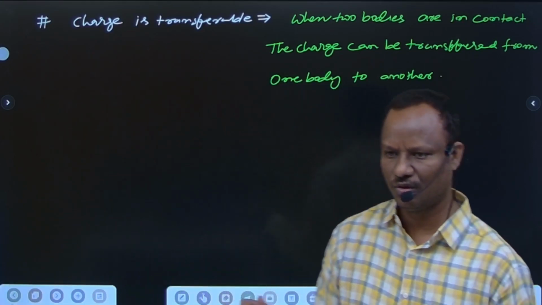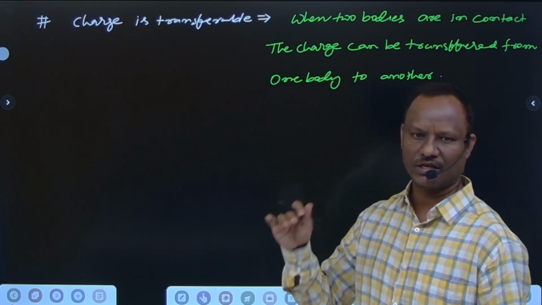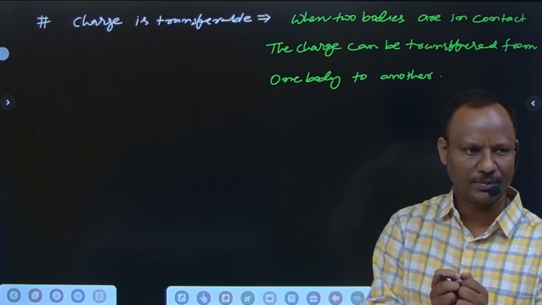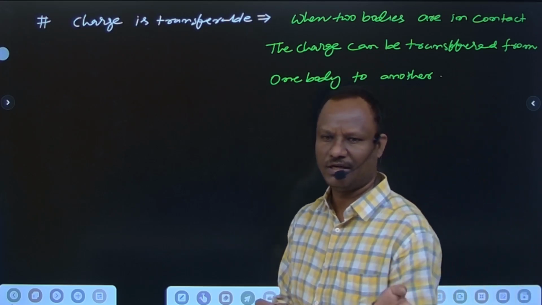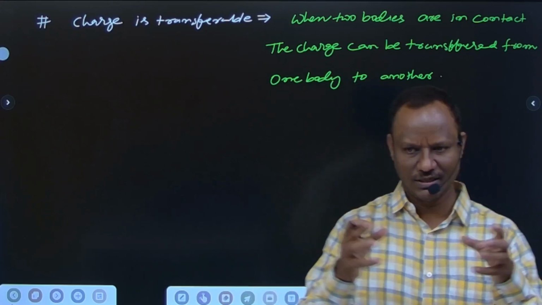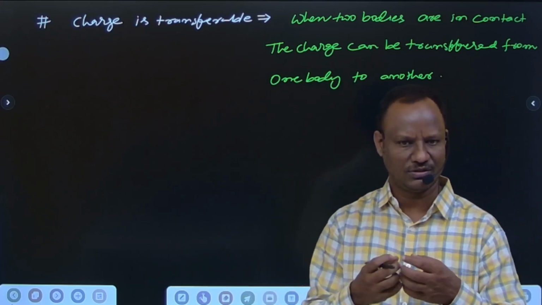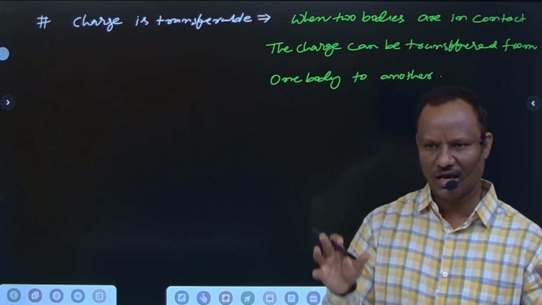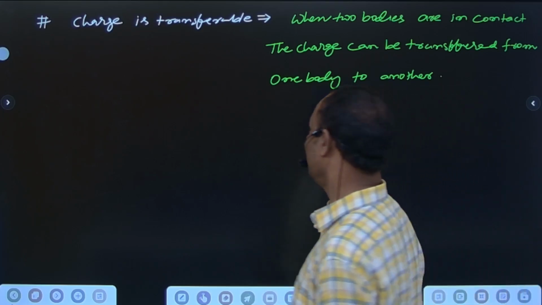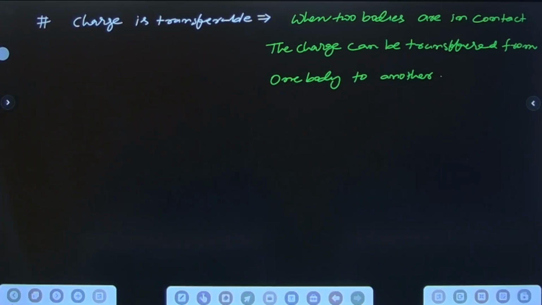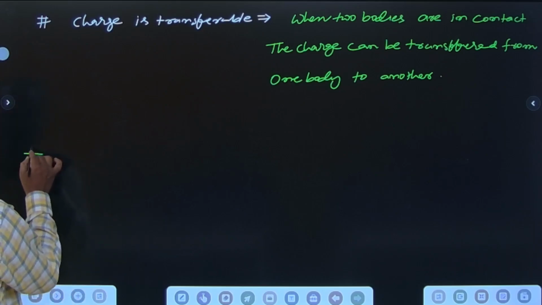For example, one has 8 microcoulomb, next one is 2 microcoulomb. When you bring them in contact, what happened? Charge can be transferred from 8 to 2. 8 plus 2 is what? 10. So both should be equally sharing, that's 5 and 5, till both the bodies have 5 microcoulomb and 5 microcoulomb. So the charge can be transferred. Yes, transferred.